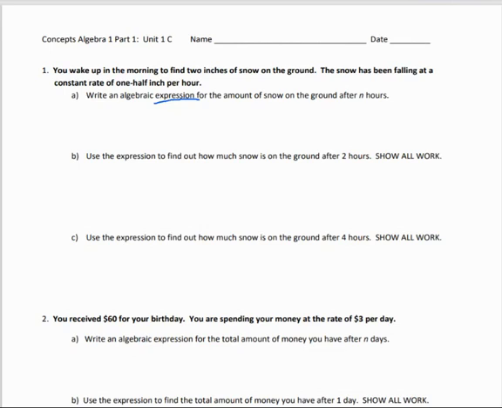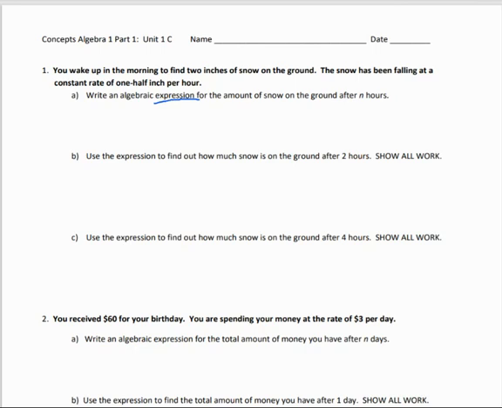So does anyone know what an expression is? And if you're at home, remember you can just always unmute yourself if you do know, or you can type it in the chat. But an algebraic expression contains variables, coefficients, numbers, operations, but it does not contain an equal sign. So the expression we're going to come up with is some way for us to figure out how much snow is on the ground.